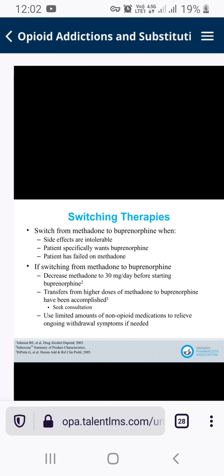Sometimes, if the QT prolongation is high and they're on a lot of different medications and they're having some symptoms such as dizziness, it might be time to consider a switch to buprenorphine.